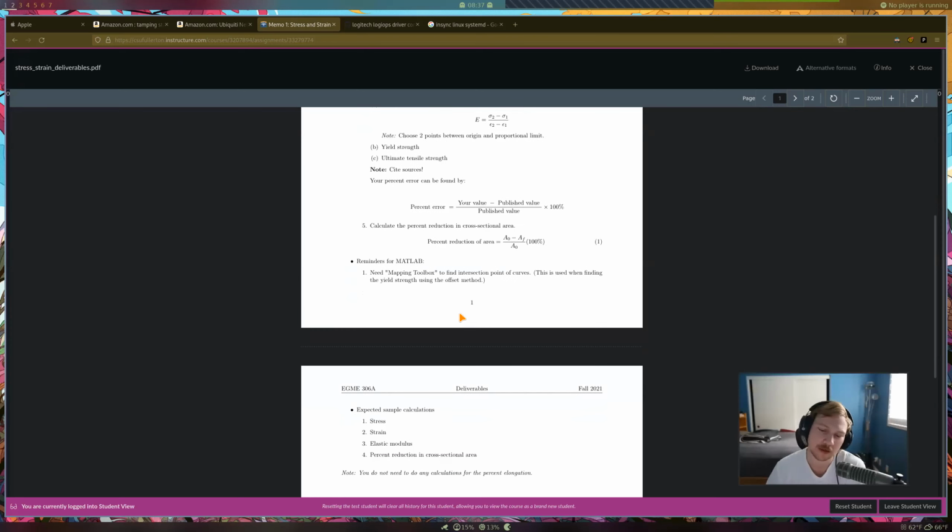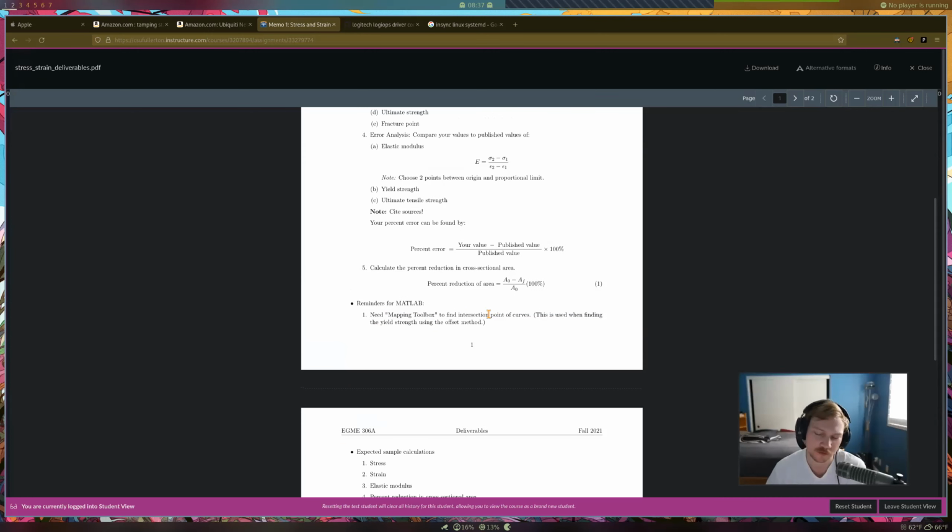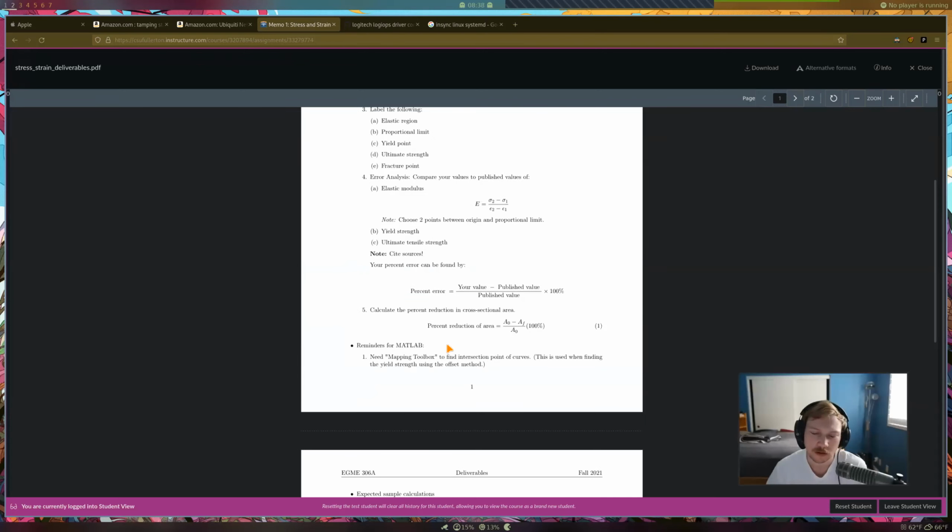And there you go. So you do need the mapping toolbox, and I'll show you guys how to install that actually right now. I do show it in the video too though. But you need the mapping toolbox to find the intersection point of curves, and we need to find the intersection point when we're finding the yield strength.